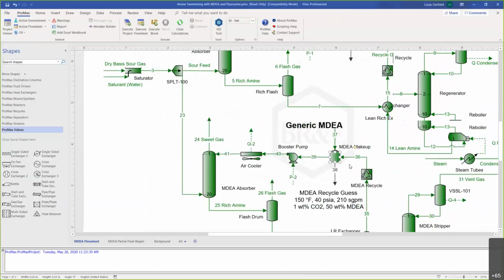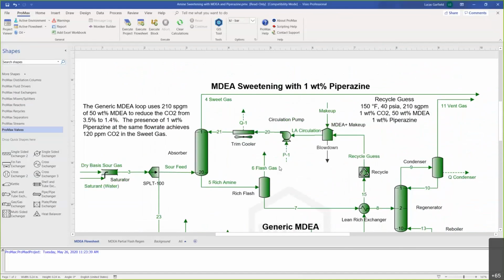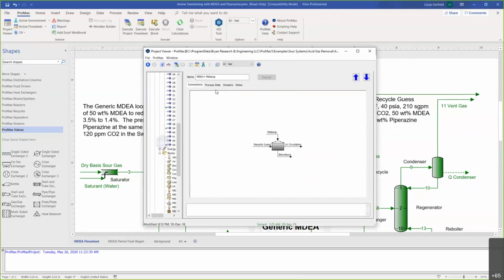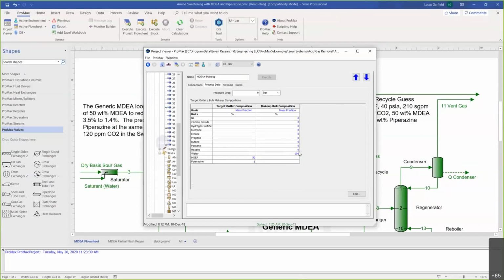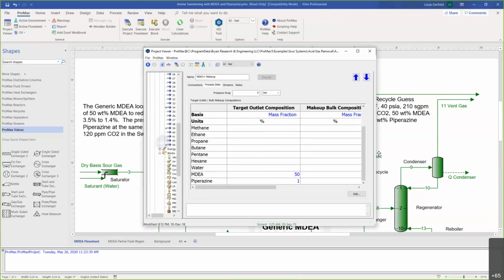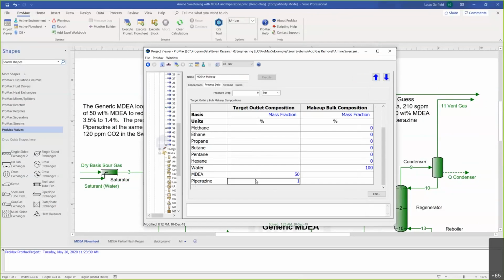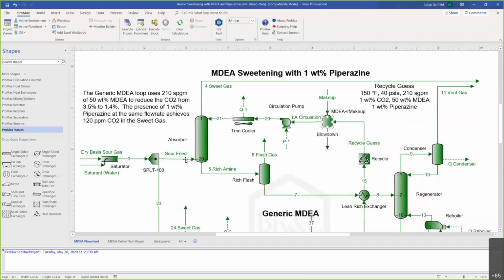If I scroll up to my MDEA piperazine model, and I open the makeup block here, you'll see it's configured just a little bit differently. Under process data here, we've added 1% piperazine to our target outlet composition. So now we've got 50 weight percent MDEA and 1% piperazine. And again, we've got the same feed with about 3.5% CO2.